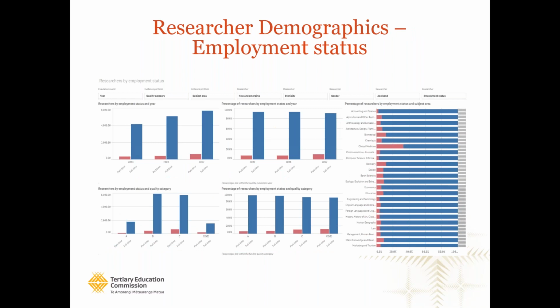And lastly, in the researcher demographic, we have employment status. So this sheet shows the total number and percentage of researchers by employment status. And by that, we mean either full-time or part-time, by year, and by funded quality category. We define full-time as 1.0 full-time equivalent, or FTE, or greater. So 1.0 or greater. And part-time as anyone less than 1 FTE. And again, in the right-hand column, you see the subject areas and the breakdown of the researcher's employment status by that.